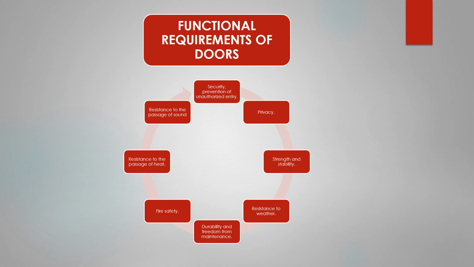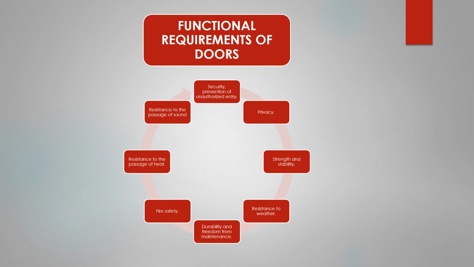Next is resistance to weather. A door should resist weather elements. It should not be affected by the impact of weather elements like wind, rainfall, and humidity. The next one is durability and freedom from maintenance. A door should serve a long purpose, hence the durability. So when you are making a door or selecting a door, ensure that you select a door which is durable and free from maintenance.